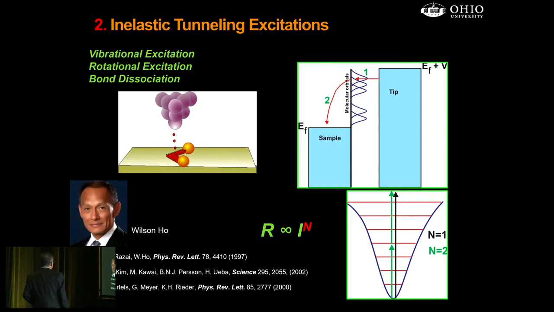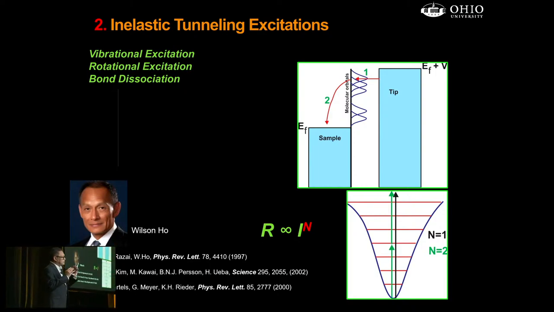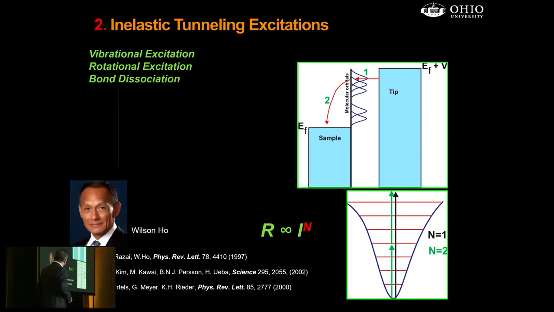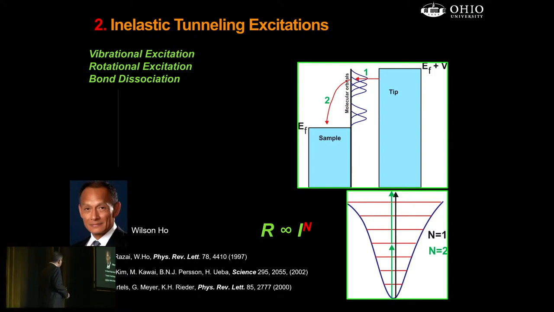The second technique I want to use is called inelastic tunneling. That is basically to transfer electron energy into a specific position. This was first demonstrated by Professor Wilson Ho, when he was at Cornell. By injecting tunneling electrons, we can vibrate, we can rotate, or we can even create bond dissociation or bond association or bond formation. There are many things that we can do by transferring the energy.